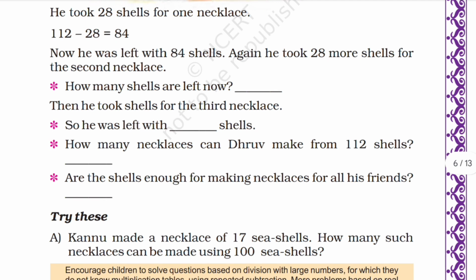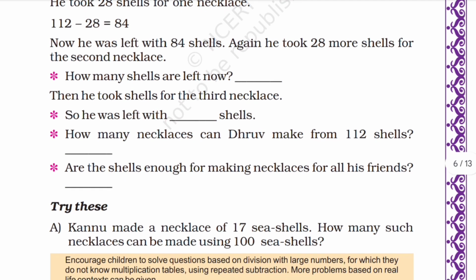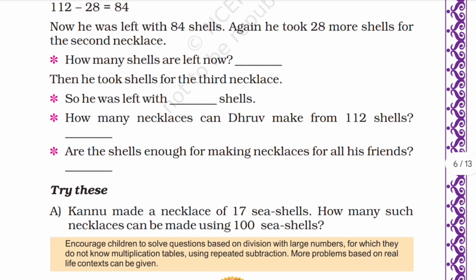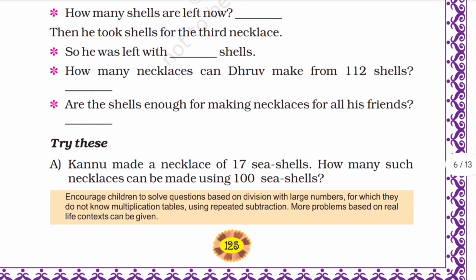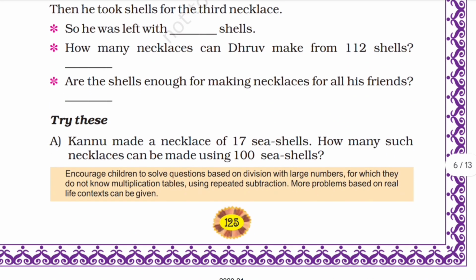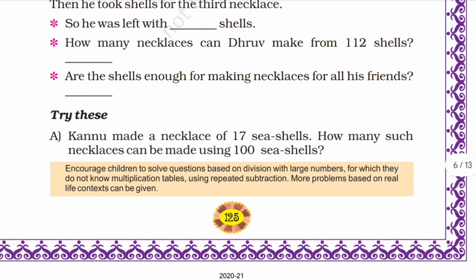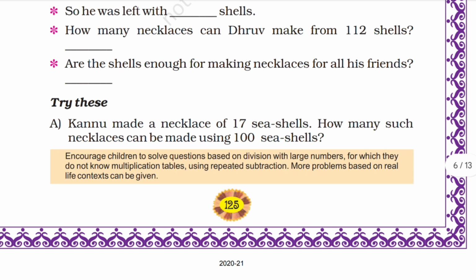necklace. How many shells are left now? Then he took shells for the third necklace. So he was left with shells. How many necklaces can Dhruv make from 112 shells? Are the shells enough for making necklaces for all his friends?